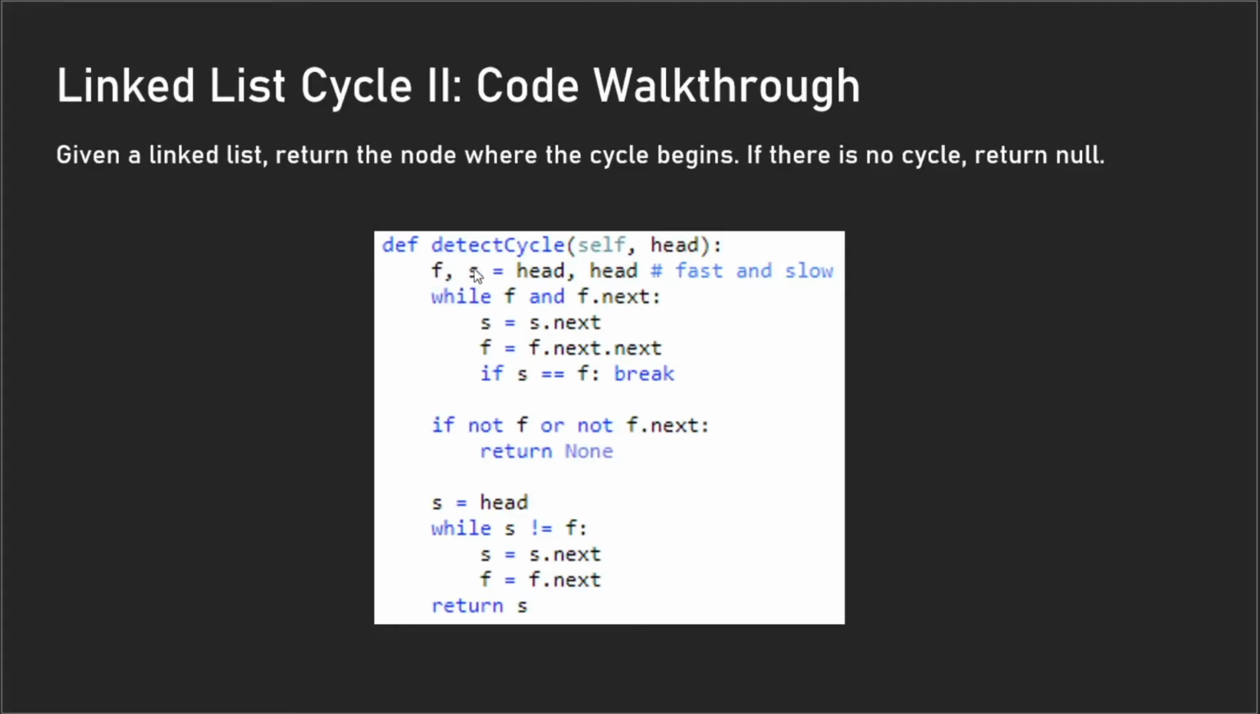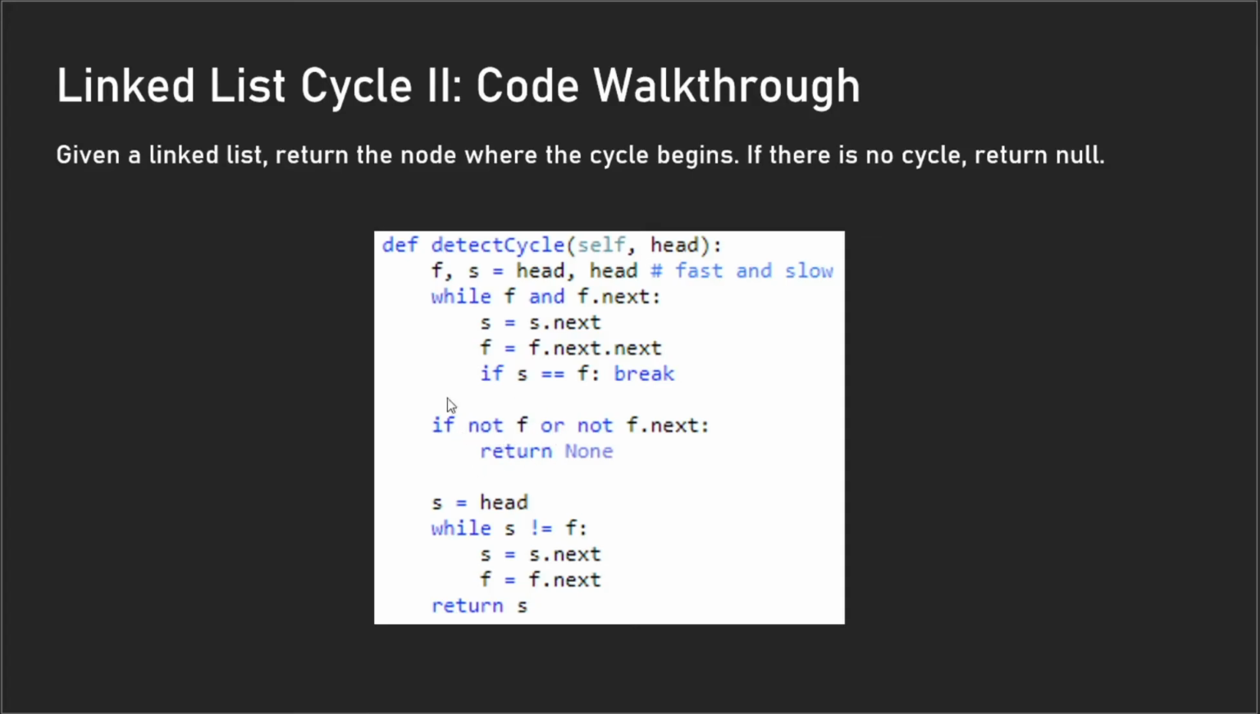The first thing we do is declare the fast and slow pointer here. They both start at head, and we have this while loop that just loops through and increments the slow and the fast pointer. And then in the event that the slow pointer is equal to the fast pointer, we break. At that point, we know there's a cycle.